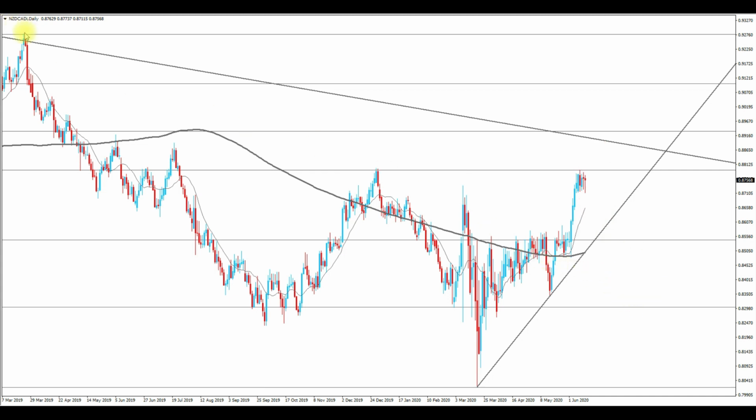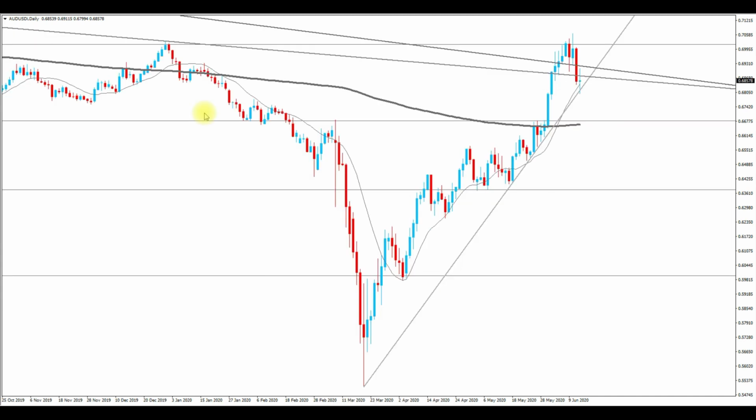Currently I'm favoring price to break through this resistance, come back to retest this trend line and get the move back down. So now we're going to see what's happening with AUD USD.